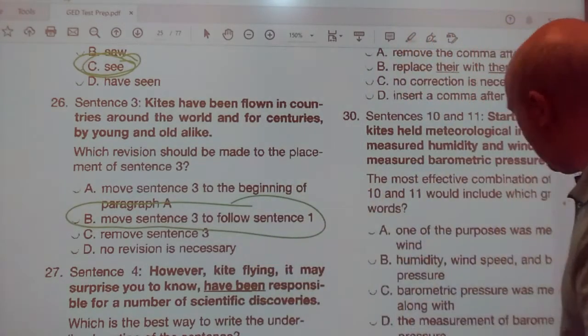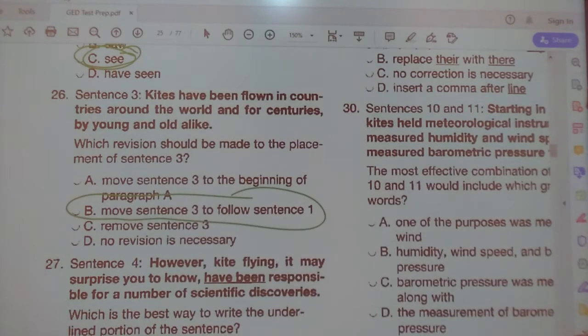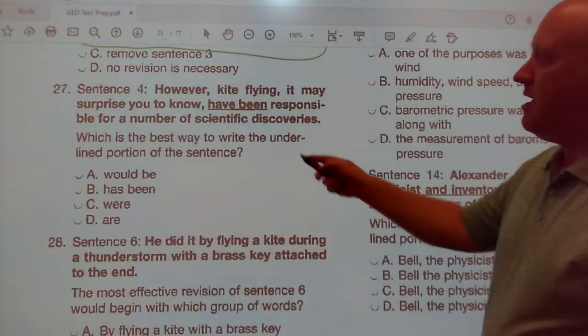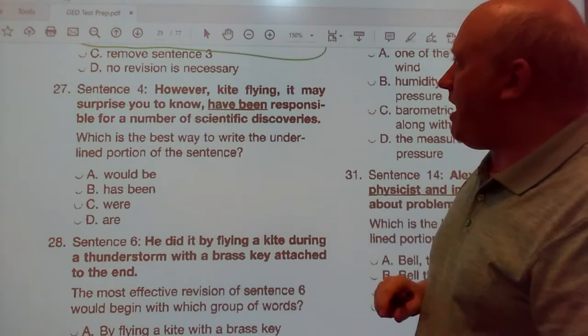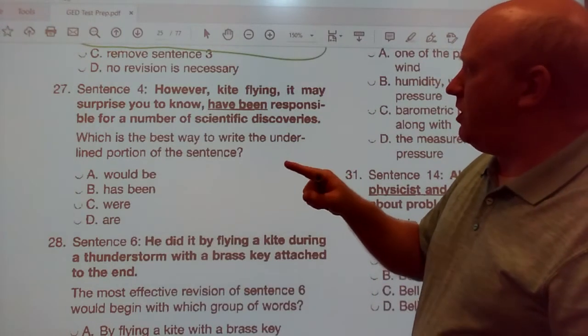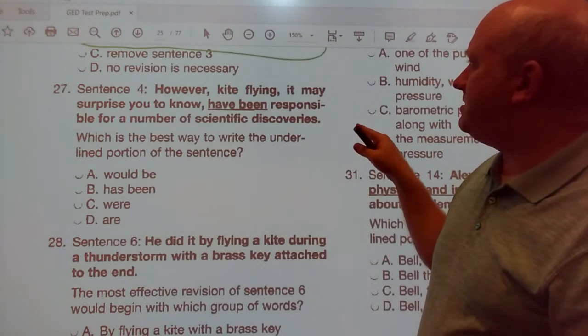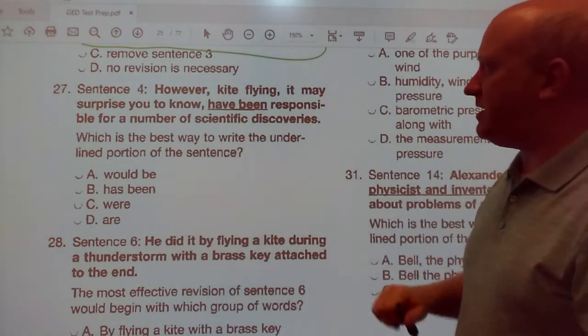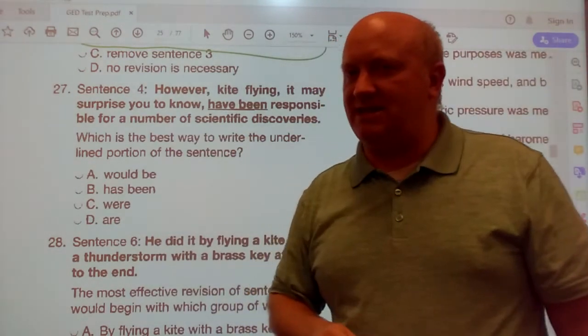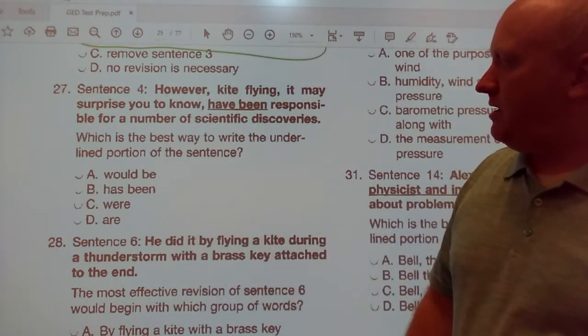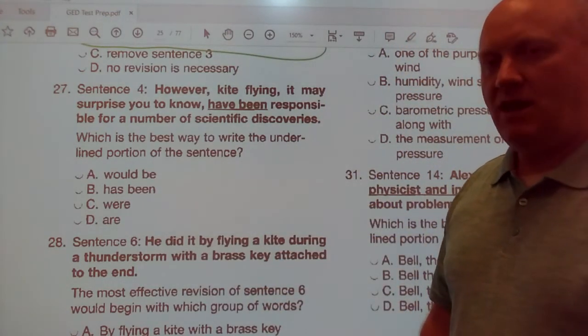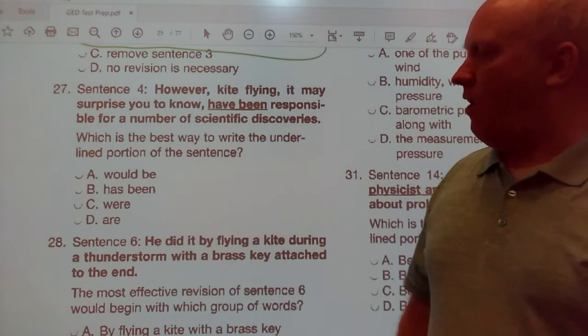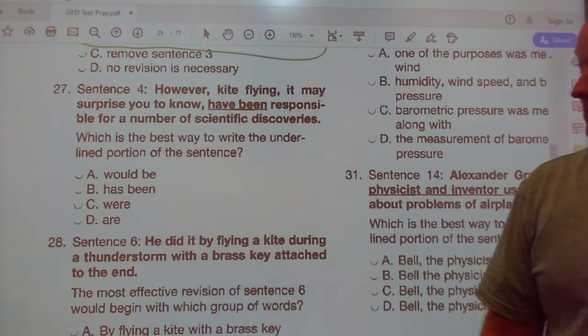Okay, now 27. Sentence 4 says, "However, kite flying, it may surprise you to know, have been responsible for a number of scientific discoveries." What's the best way to write the underlined portion of the sentence? A, would be. B, has been. C, were. Or D, are. I'll give you a few seconds.